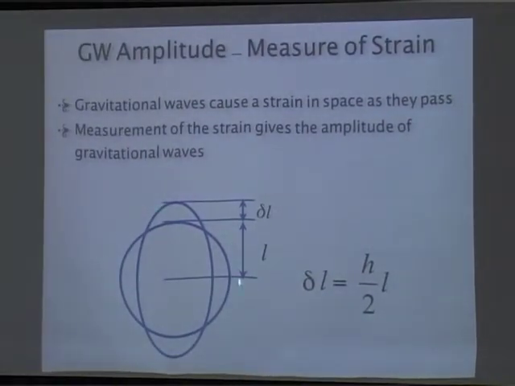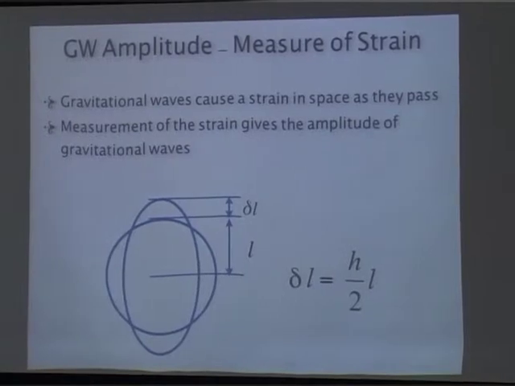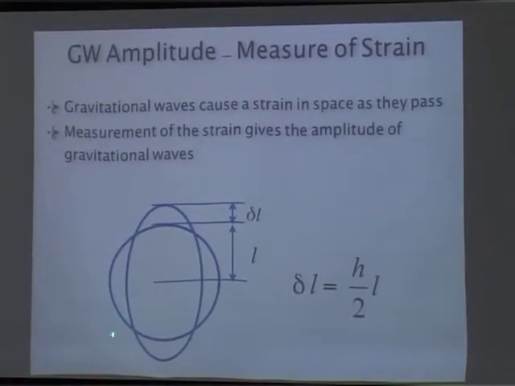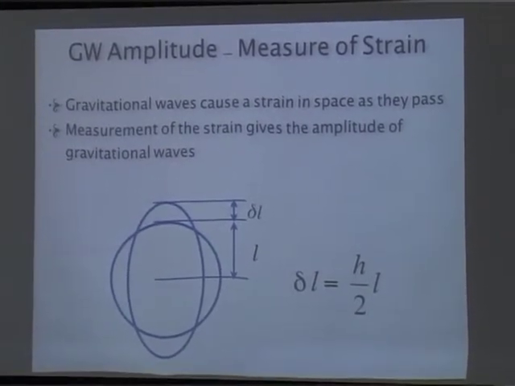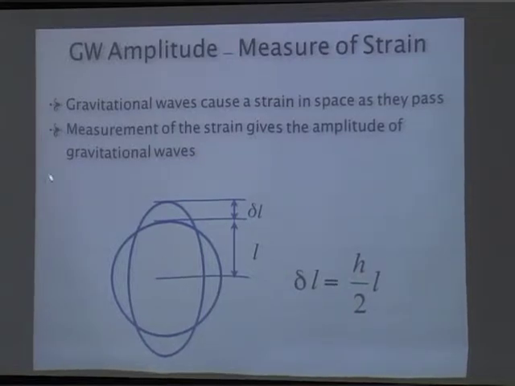A passing gravitational wave: let's take a ring which is free to deform. There are no electromagnetic forces acting, nothing is holding it, it's just a ring. Suppose a gravitational wave passes, and that ring gets deformed in this manner. The change in length delta L compared to the original size L basically gives you the amplitude of gravitational waves, but for a factor of 2. So delta L by L is really h upon 2. So the measurement of that strain is what we are after.